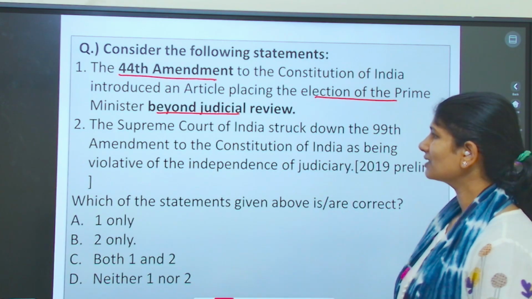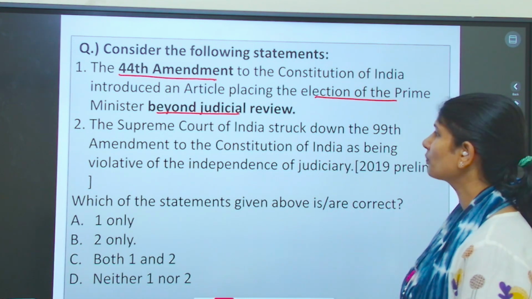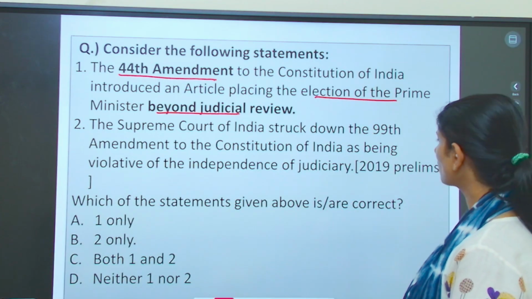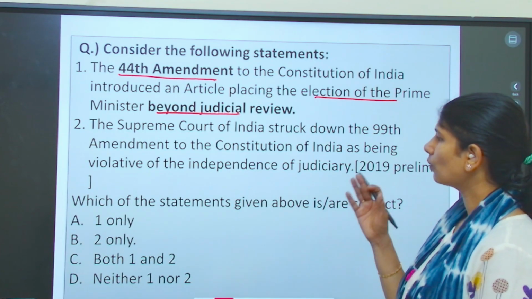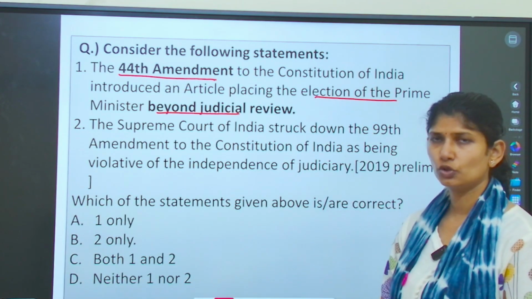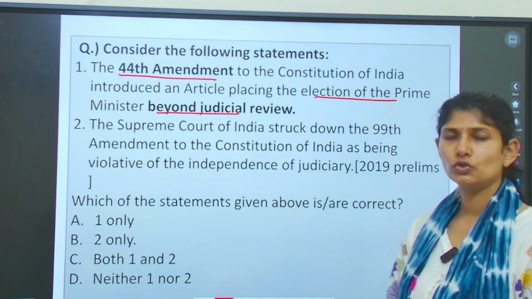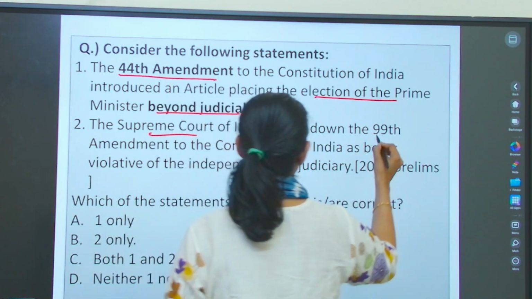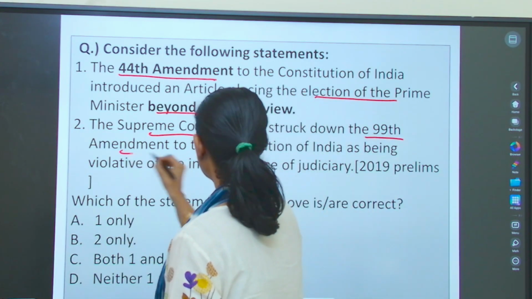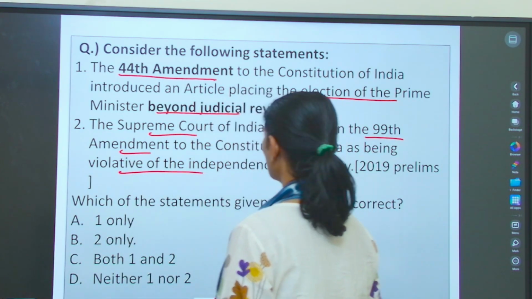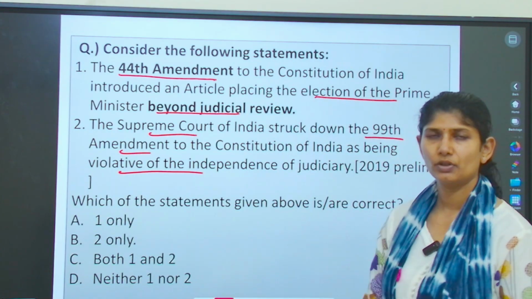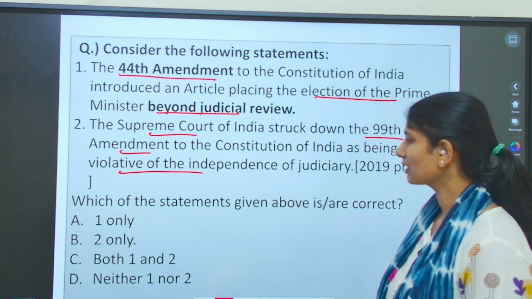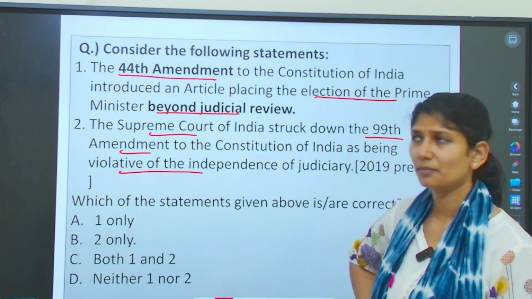Okay. Now let's see the second statement. The Supreme Court of India struck down the 99th Amendment to the Constitution of India as being violative of the independence of judiciary. So here also let's do the keyword analysis. Supreme Court, 99th Amendment, violative of independence. Okay. So now let's see the first statement. What are they asking? Which of the above statements are correct?